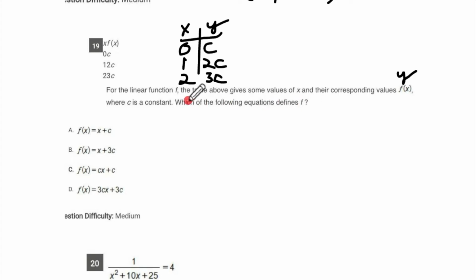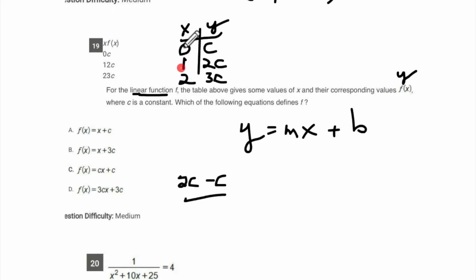Now, because it says it's a linear function, we can find the slope and then figure out which one. We could use mx plus b, and we need to find b, and we need to find the slope. We can find the slope, we've done the slope problem a few back. Let's just subtract the y coordinates, so it's going to be 2c minus c over 1 minus 0, which is 1. So your slope is going to be c over 1, which is going to be your slope.